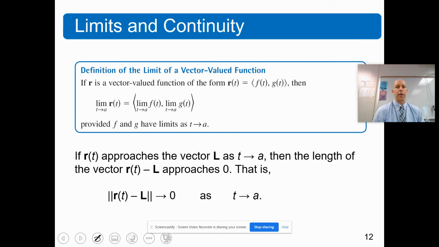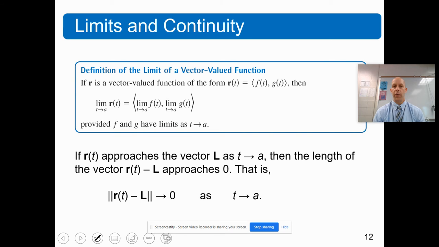Okay, limits and continuity. So our definition of a limit of a vector valued function: if r is a vector valued function of the form r of t equals the vector f of t, g of t, then the limit of r of t as t goes to a is simply the limit of f of t as t goes to a, and the limit of g of t as t goes to a.